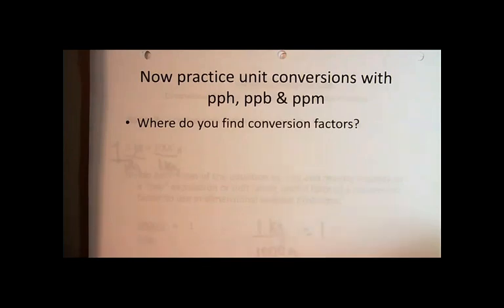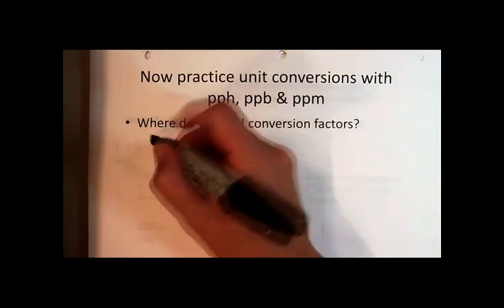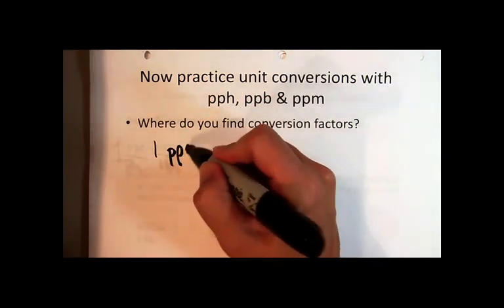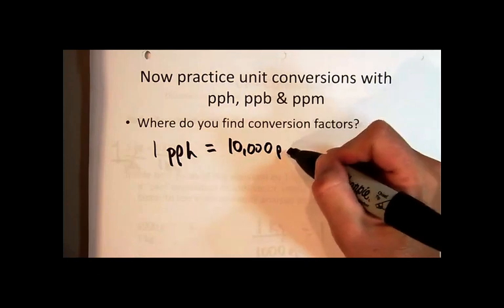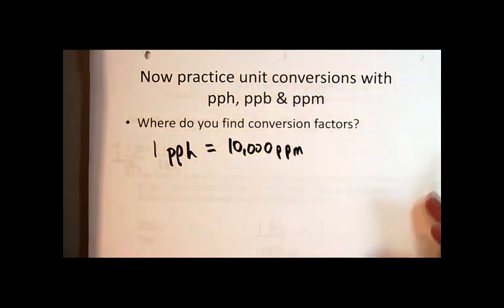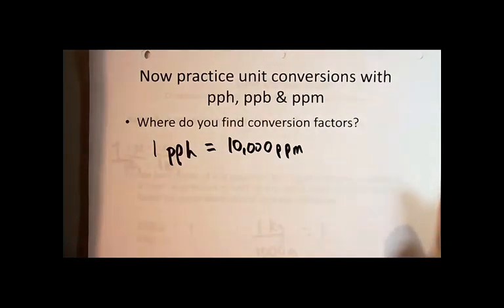For example, let's see, one part per 100 equals 10,000 parts per million. Now in the metric system, you have to memorize that a kilo is equal to 1,000 or 10 to the third. You just have to memorize it. But in this case, we already know what 100 is. We already know what a million is. It's 1,000,000. So we know the definitions of what those words mean. So we don't have to memorize this equality like we would in the case of the metric system.